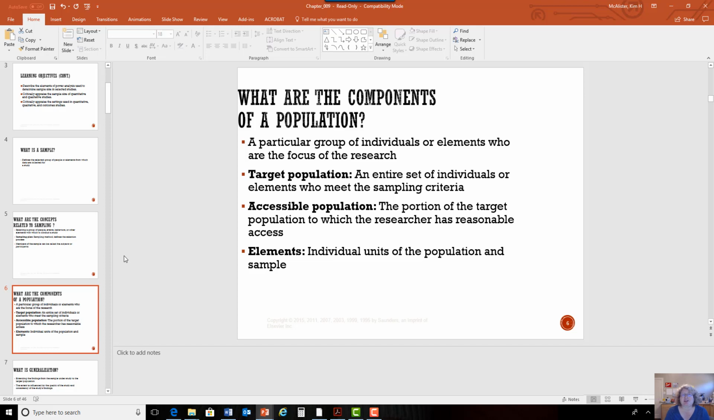So when you have determined what your sampling criteria is going to be, in other words, who you want in your study, then the target population is everybody who meets that. The accessible population are the people who are part of the target population that you can access. These are the people that you can pull your sample from.